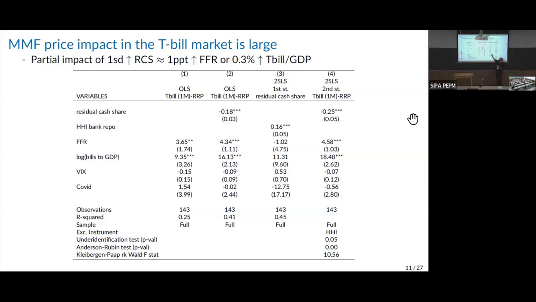Next, I'm doing OLS, adding our favorite variable, residual cash share. It's quite remarkable that the R squared actually moves quite dramatically. So we go from 25% to 1%. There's a lot of variation that this allows.